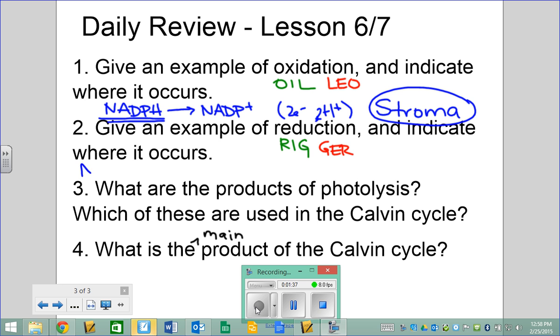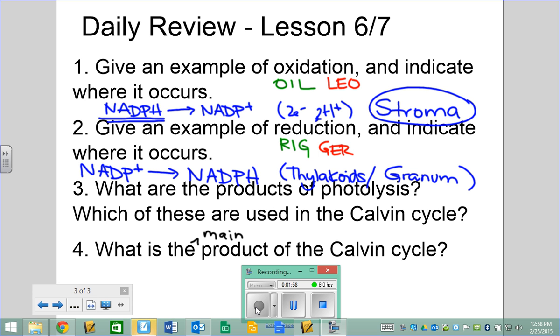Reduction then would be the other way around, when NADP positive becomes NADPH, so I'm adding something, so reduction is gain. This happens on the thylakoids, and I would have also accepted granum or grana because that's a stack of thylakoids put together. Would anyone like to ask any questions about oxidation and reduction?